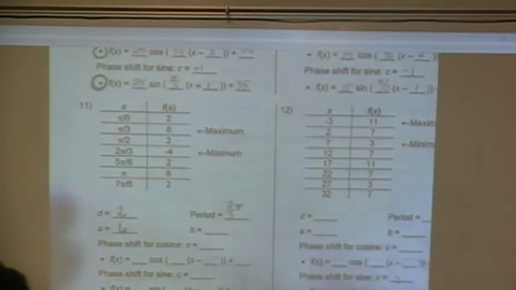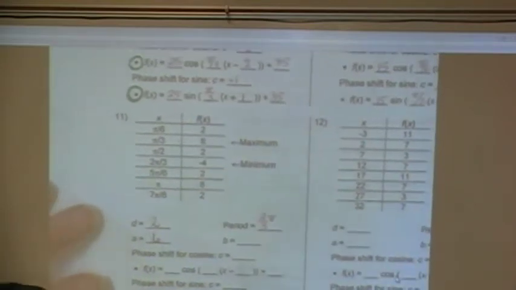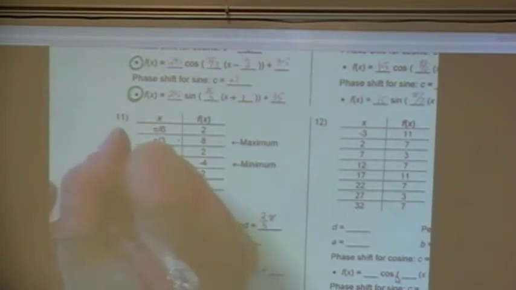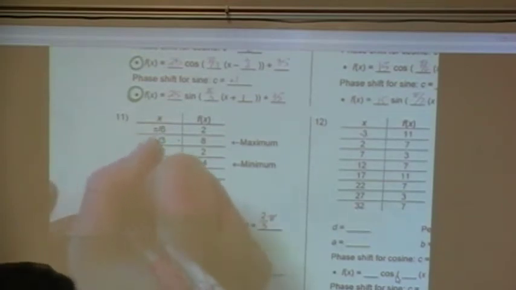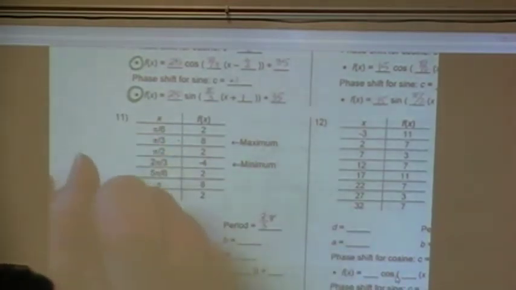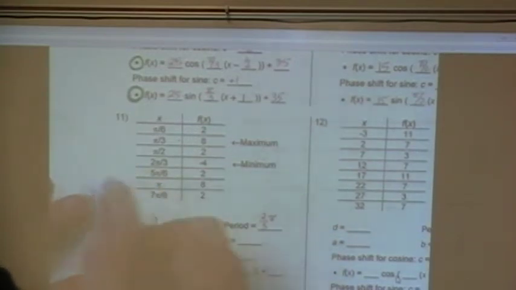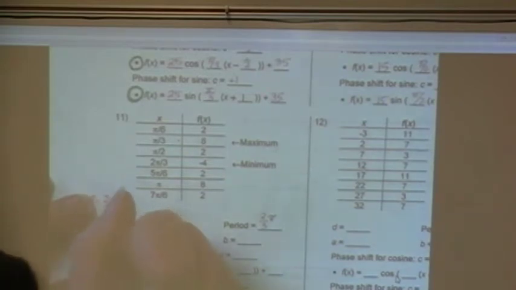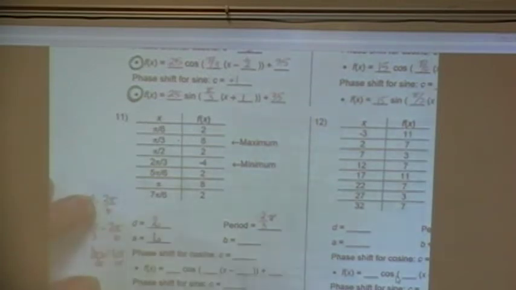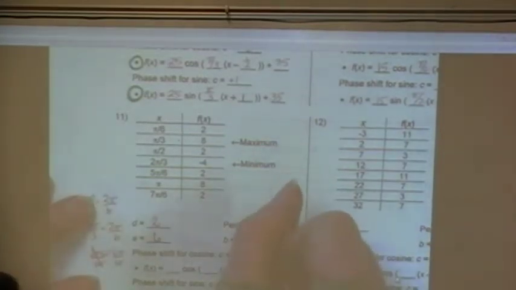Now again, we'll have to calculate our b value using our formula. Period equals 2 pi divided by b. So that's 2 pi over 3 equals 2 pi over b. Cross multiply. So I get b equals 3.